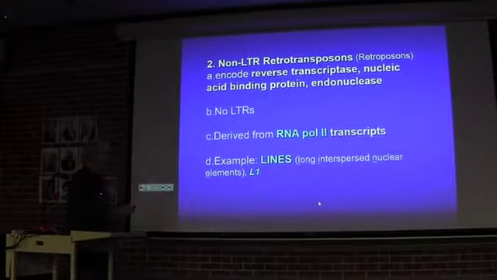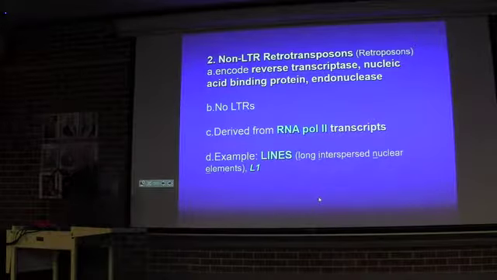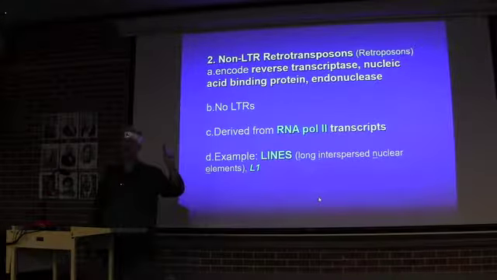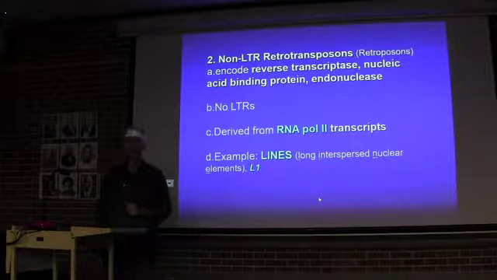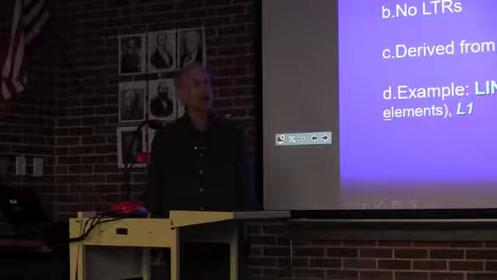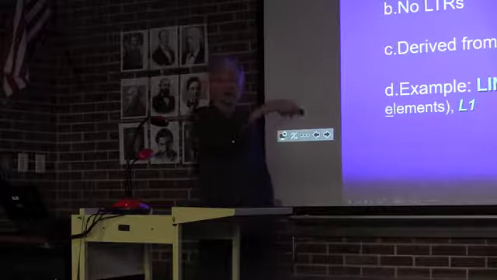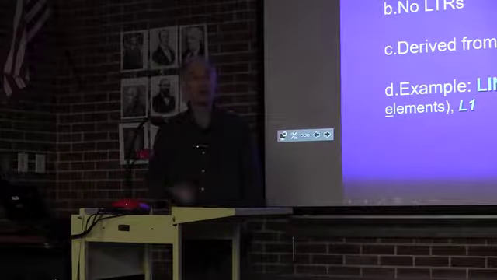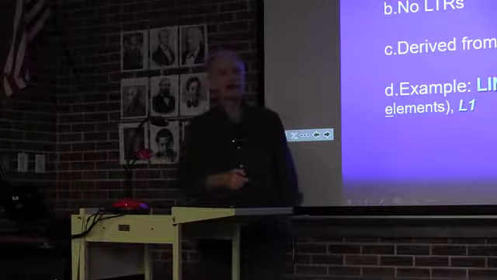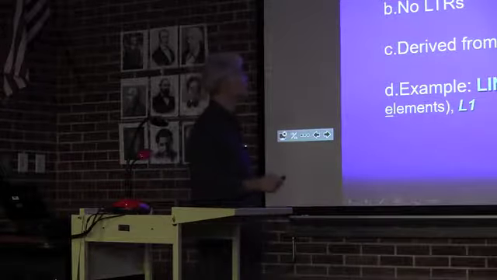LINEs, okay. So these things are mostly inactive, but we have one version that is still active. L1 is a LINE. And we have 80 to 100 copies in our genomes, all of us. And occasionally, they will decide to jump from one place to another. And you just hope they don't land into something critical or activate something that's going to cause a tumor. They jump about 0.3% of the time. LINEs, long interspersed nuclear elements.